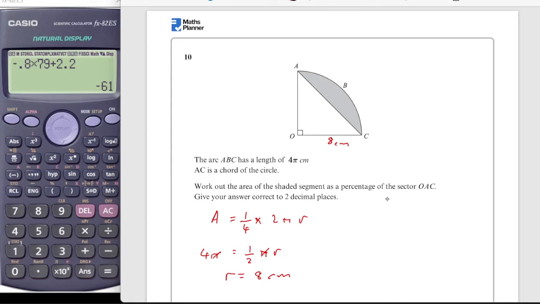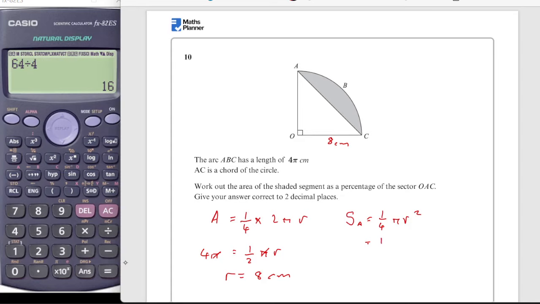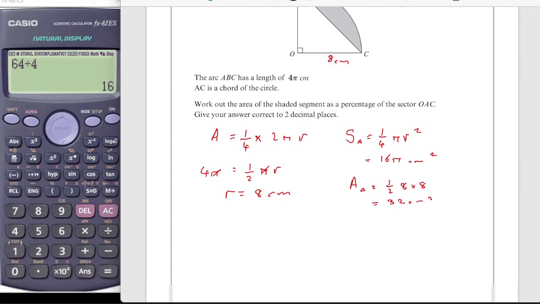So the sector area is going to be equal to, again, a quarter of pi r squared. So that's going to be 64 over 4. I think it's going to be 16. Yeah, so we've got 16 pi for that. And then the area of the triangle would be equal to a half of 8 times 8. So that's going to be 32. Right, and then we've got all that we need.